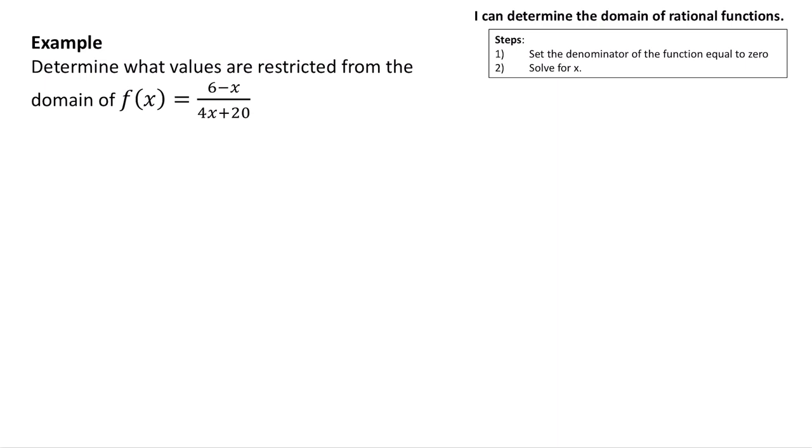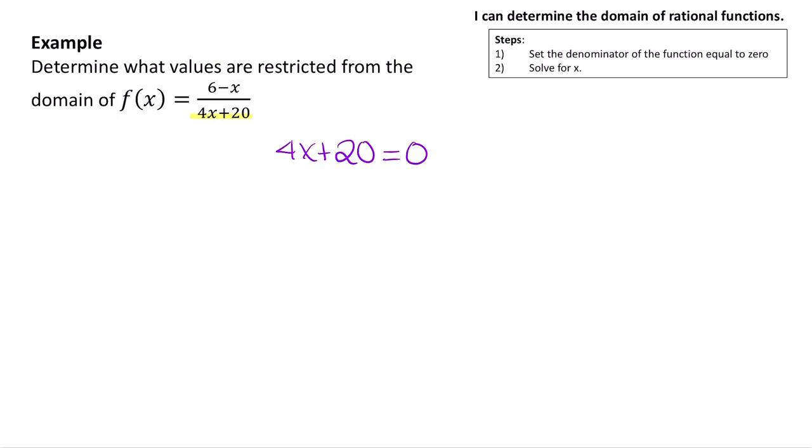So let's look at this example and determine what values are restricted from the domain of f of x. All I need to do here is look at the denominator, okay? My denominator is 4x plus 20. I'm going to set it equal to 0 and figure out which x values are going to make my denominator 0. Well, this is a linear function, right? So I can solve it one of two ways. You could either factor it or you can just solve it like you normally would. Since we're going to get into some factoring, I just want to solve by factoring.